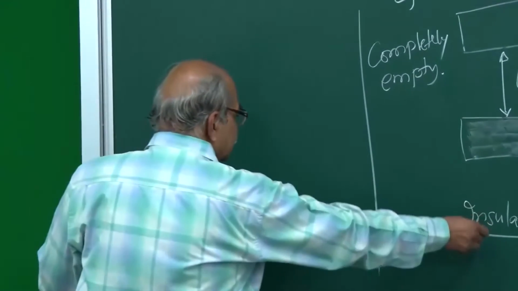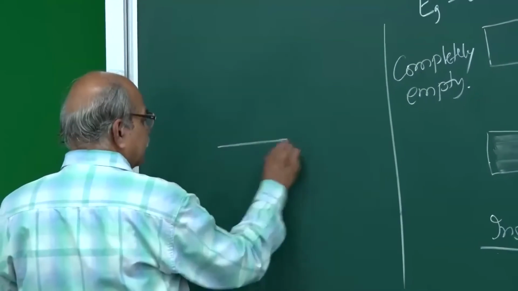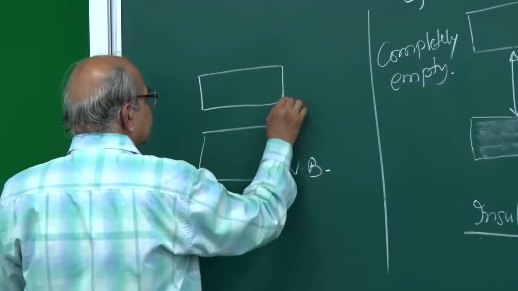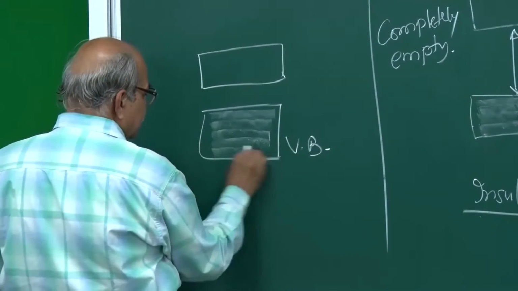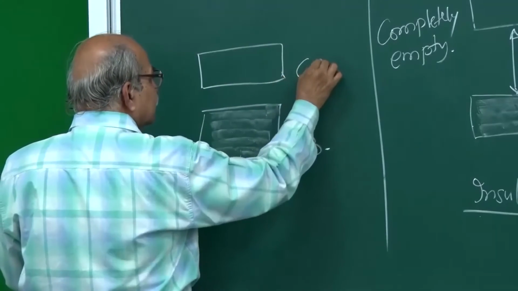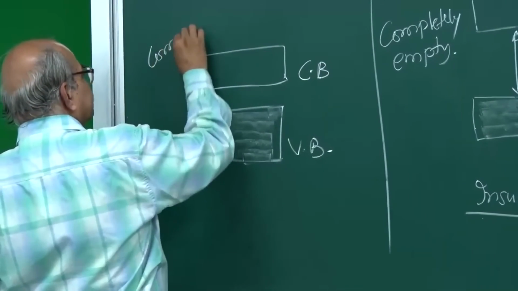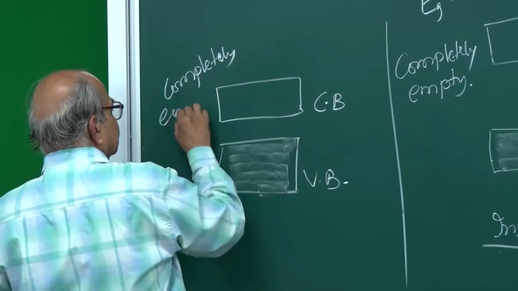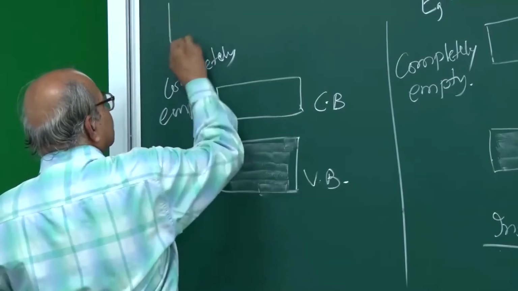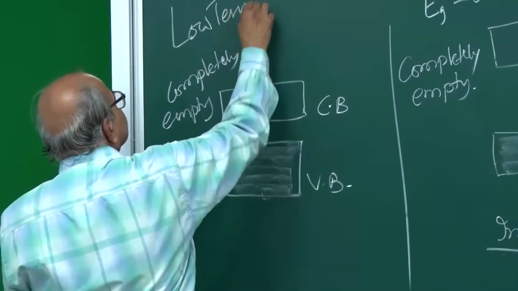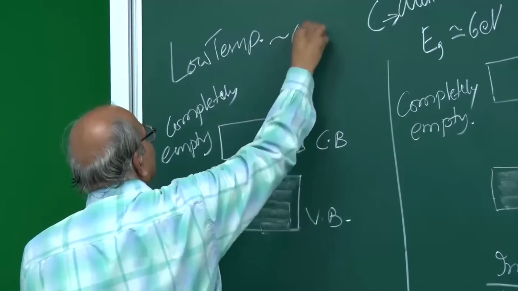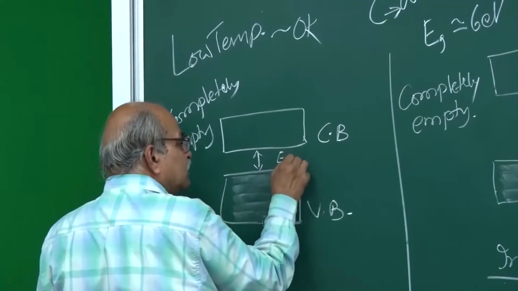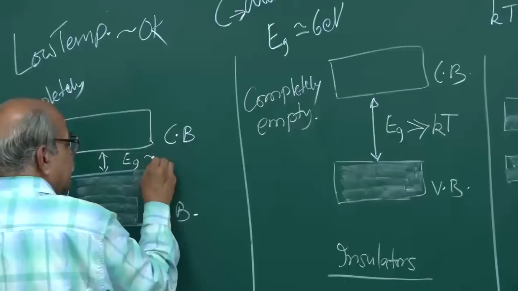And then the third class is you have similar structure. You have this valence band, and then you have this conduction band, and once again valence band by definition it is completely filled, but this conduction band is again completely empty at 0 K. Okay, I am talking of low temperatures, 0 K. But this gap Eg is not very large as compared to kT.